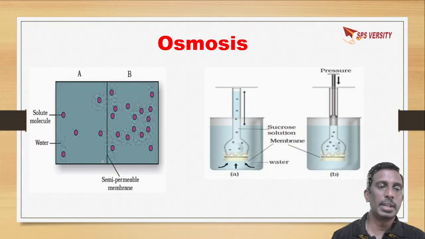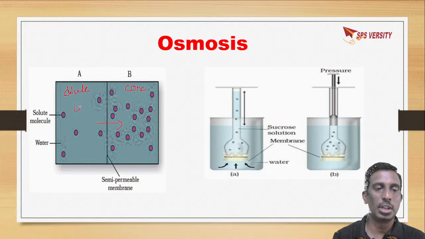आप लेफ्ट साइड में डायग्राम में देख सकते हैं, there are 2 solutions, a dilute solution and a concentrated solution. Solute molecule से इधर, this is semi-permeable membrane. Here the osmosis will take place from this dilute solution to concentrated solution. That is, here the water potential is high. Here the water potential is low.